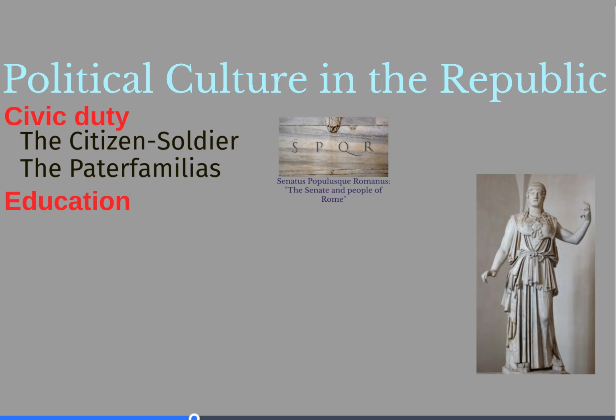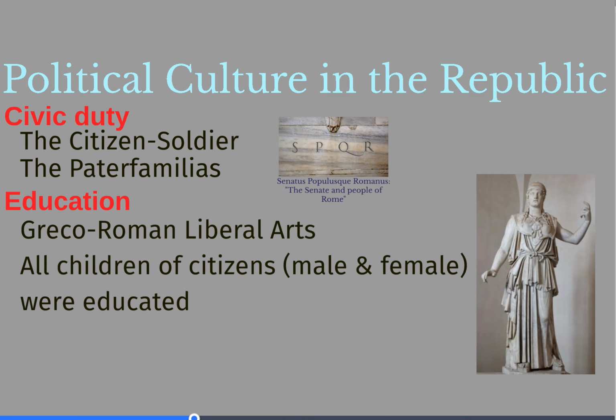One way that this plays out in shaping Roman culture in an everyday sort of way is that education in Rome was really widespread. So they practiced a system of education that was based on the Greek model, so they called it Greco-Roman liberal arts, where all children of citizens were expected to be educated, and expected to be educated in a very well-rounded set of subjects, anywhere from rhetoric and philosophy and history to the maths and the sciences. And all children, both male and female, were educated and expected to go to school.